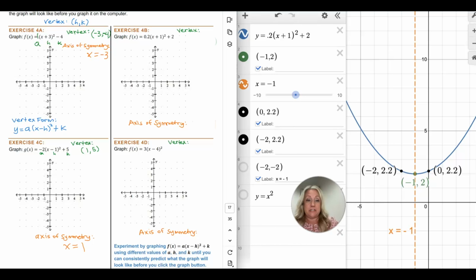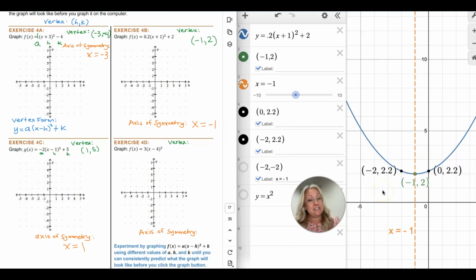All right, so our vertex on here, let's write that down, that it is (-1, 2). And then our axis of symmetry has to go through that vertex, and it's going to be the vertical line that goes through -1. So x = -1 is our axis of symmetry. And we can see that over here.